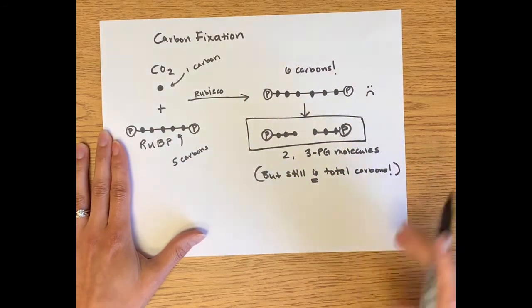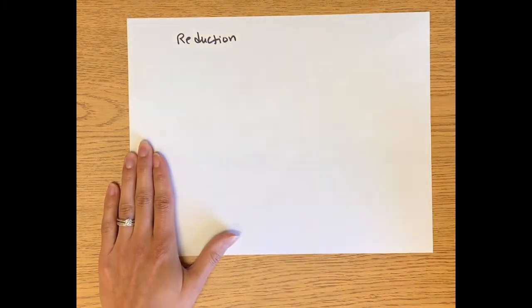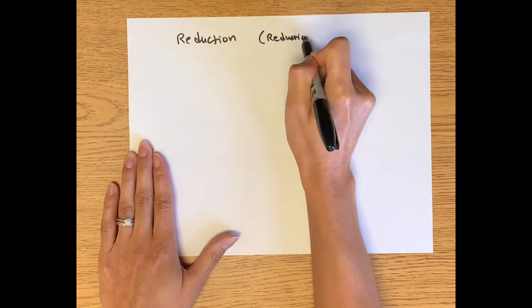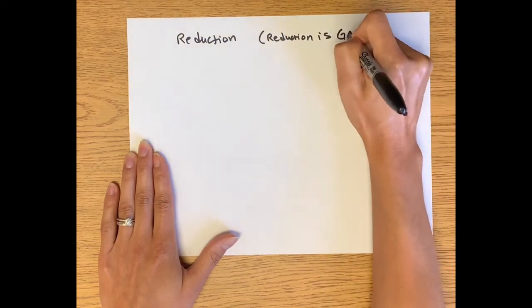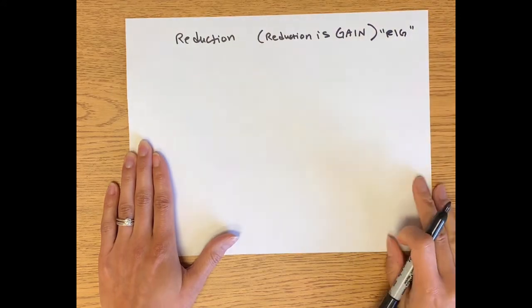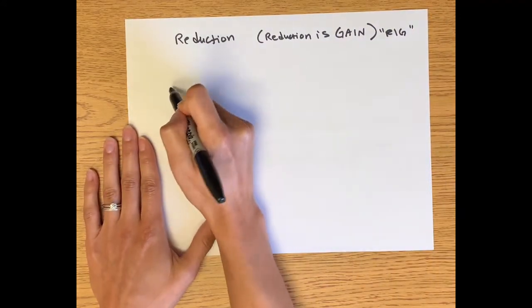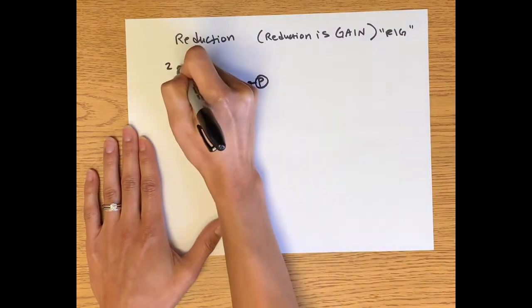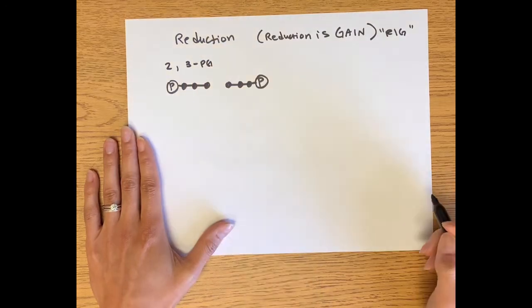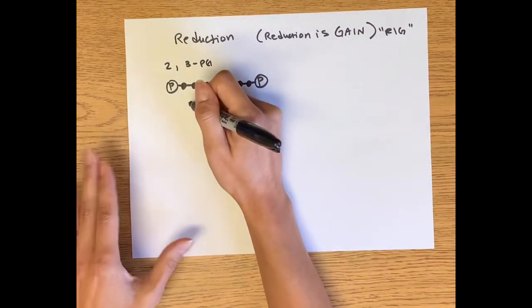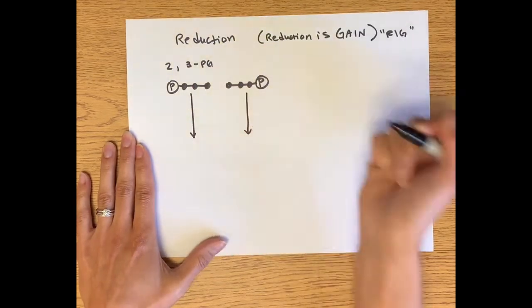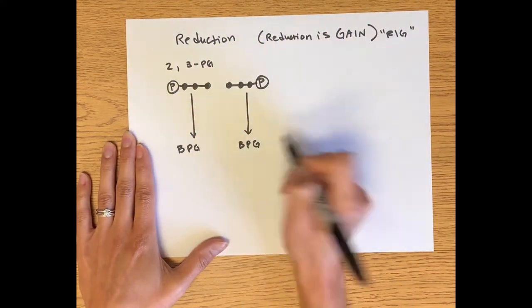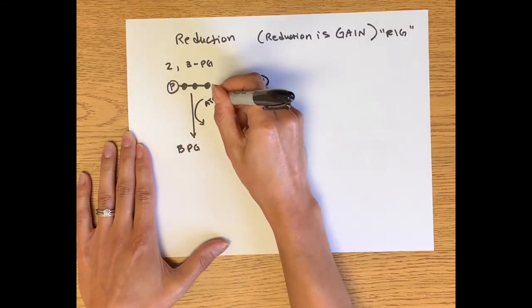These 3PG molecules are going to go on to be reduced in the next phase of the Calvin cycle. Now remember, reduction is, that's right, gain. Think of OIL RIG. And so in this step, we are going to be gaining electrons. So let's start with our 2 3PG molecules again. Now, reduction is going to happen in 2 phases. In the first phase, we're going to produce 2 BPG molecules, and we're going to expend ATP to do this.